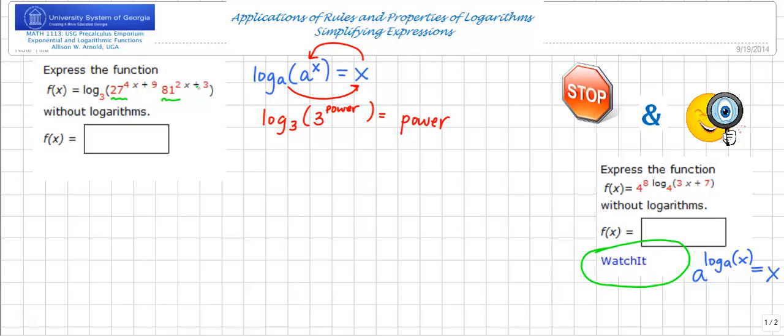Or I could use rules of logarithms. Now I intend to show you this problem both ways. So let me start with this approach. If I make this f of x log base 3 of 3 to a power, then I'm first going to note that 27 is 3 cubed, and it's raised to the 4x plus 9. 81 is 3 to the fourth, and it's raised to the 2x plus 3.